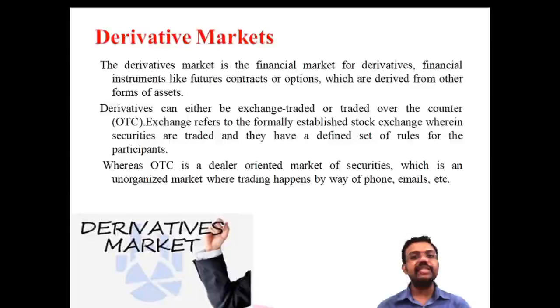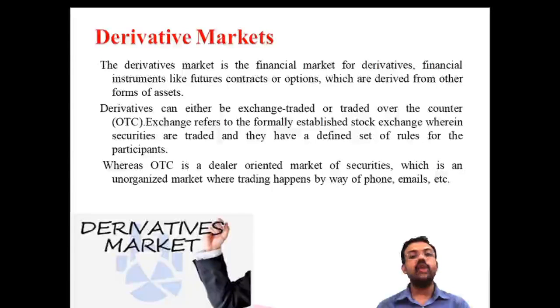It's a financial market for derivatives, that means future, option, swap, forward. These are the important derivatives in the market. And where these transactions take place, this market is known as the derivative market. A derivative market may be an exchange traded market or an OTC market.